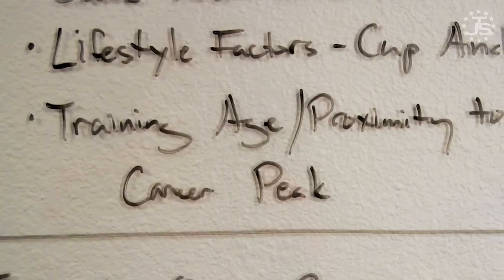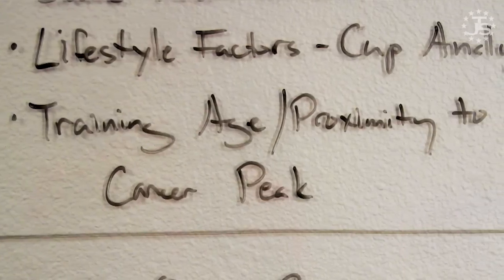Training age and proximity to the career peak also needs to be considered when looking at intra-individual differences. As athletes improve and they train longer and longer, they're going to have a higher special work capacity, but at the same time, they're also going to have a greater ability to stress their system. And that's something we'll talk about a little bit more. But consider, when looking at different phases of an athlete's career and their training age, that a lot of times you're going to be able, through YouTube and Instagram and things like that, to see the training of very high-level athletes.